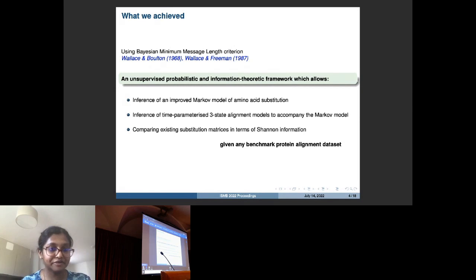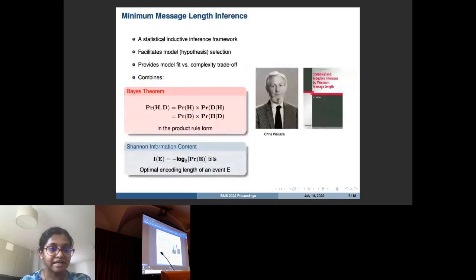To give you a little bit of detail about this framework, MML was introduced by an Australian computer scientist, the late Professor Chris Wallace, in 1968. This is a statistical inductive inference framework which allows us to do model selection. And we can have a trade-off in model fit and model complexity when we are using this framework. It combines the well-known Bayes theorem with the Shannon information content.